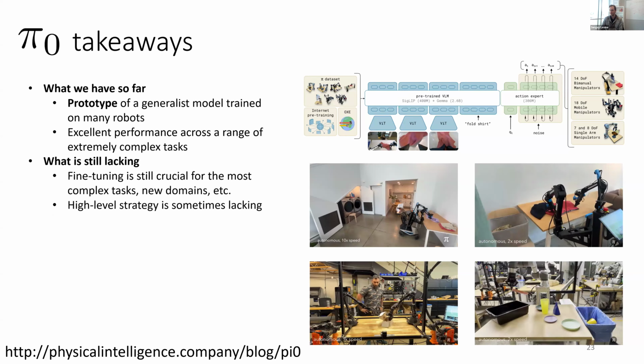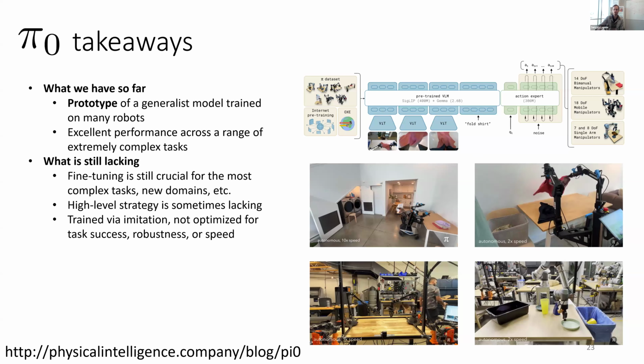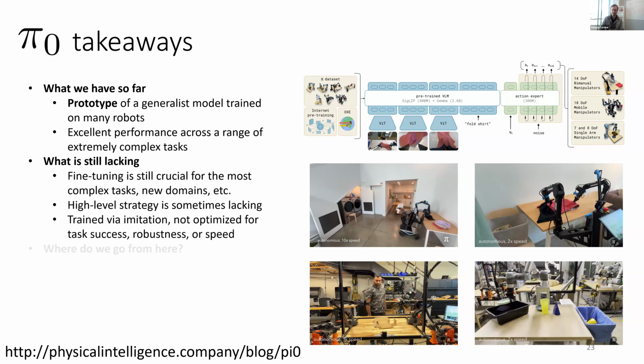High-level strategy is sometimes lacking. So you might have noticed in some of the folding videos that the robot will sometimes just unfold the shirt and try again. So it's not really keeping track of that longer horizon dependency. And all of these behaviors are trained by imitation. They're not trying to explicitly optimize for speed, robustness, or task success.